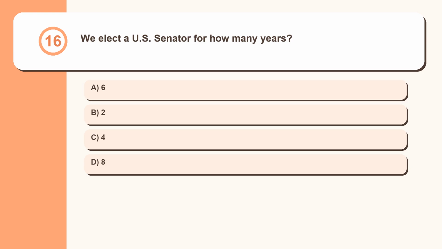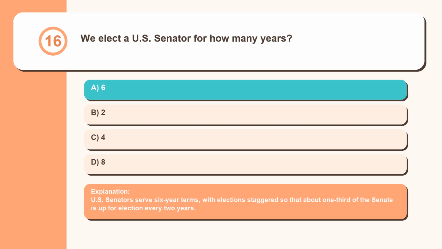Question 16. We elect a U.S. Senator for how many years? 6, 2, 4, 8. U.S. Senators serve 6-year terms, with elections staggered so that about 1/3 of the Senate is up for election every 2 years.